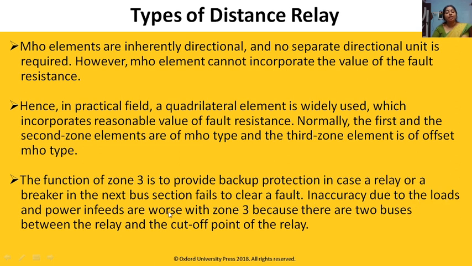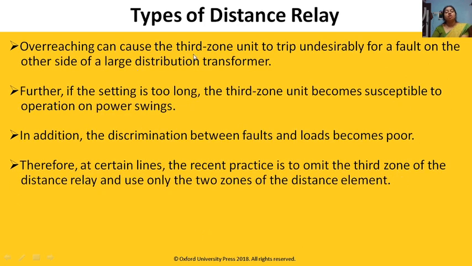Inaccuracy due to the loads and power infeeds is worse with zone 3 because there are two buses between the relay and the cutoff point of the relay. Overreaching can cause the third zone unit to trip undesirably for a fault on the other side of a large distribution transformer. Further, if the setting is too large, the third zone unit becomes susceptible to operation on power swing. In the next lecture, we will see the effect of power swing on operation of the relays, effect of arc resistance and effect of power swing. I will explain this in detail.